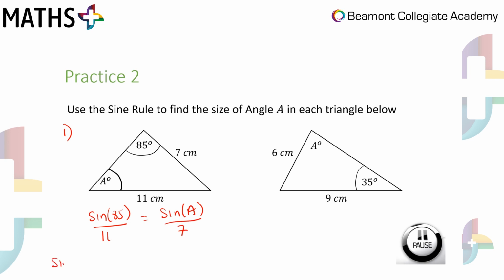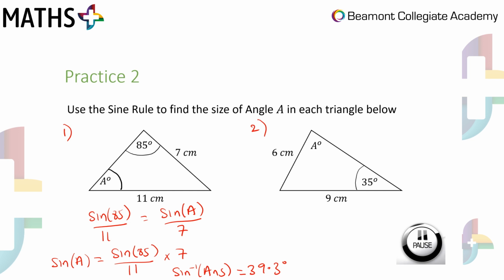So to find sine of angle A, I do sine of 85 divided by 11 and then times that by 7. Now remember that will give me sine of A, so I need to then inverse sine of that. So the inverse sine of my answer, which is 39.3.